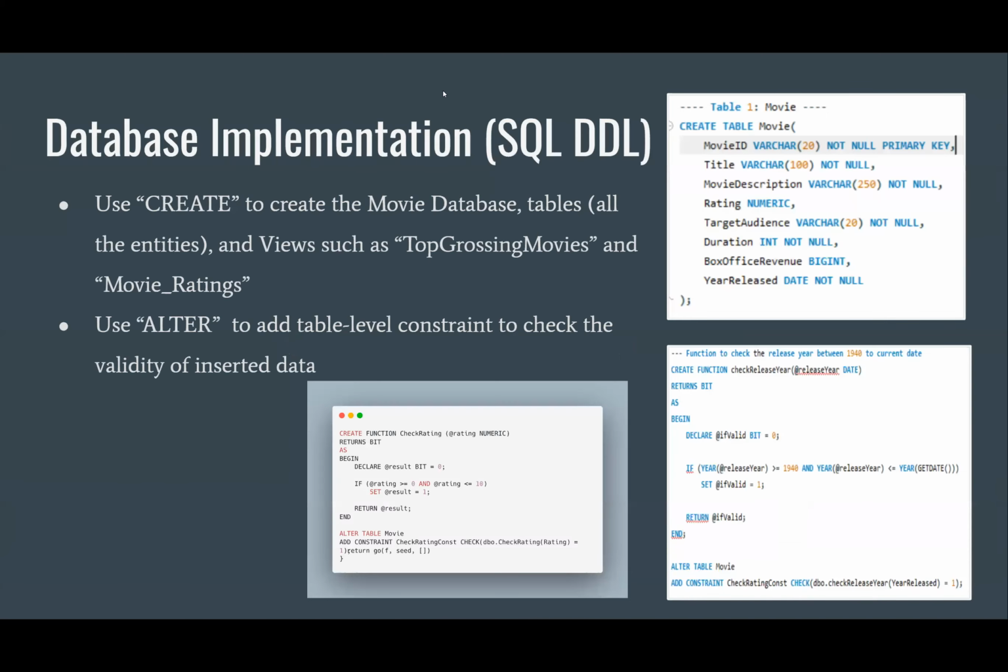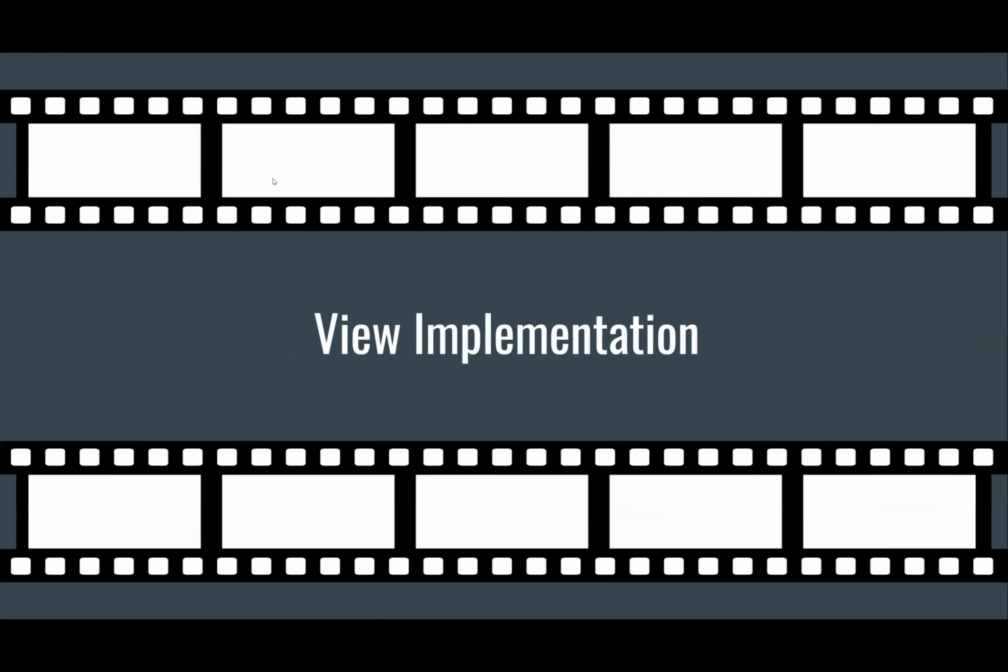Hi, I will talk about how we use SQL DDL to implement our movie database. We use Create to create the movie database and tables and views. I will show you some examples of views in the next 2 slides. And also we use Alter to add a table level constraint to check the validity of inserted data. And these 3 images show the creation of the movie table and the check on the validity of the inserted release year and the movie ratings. And next.